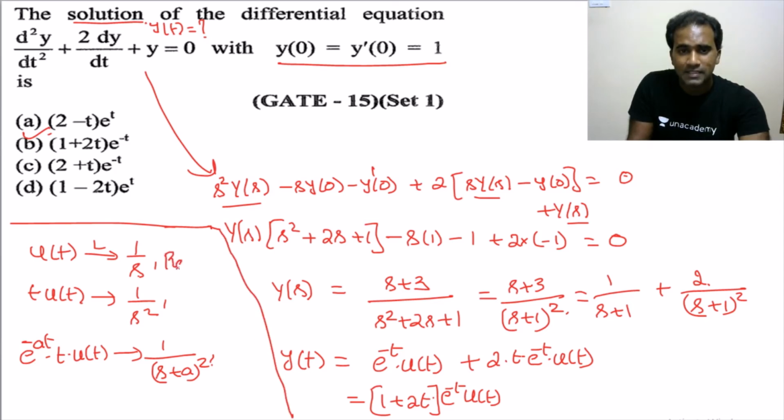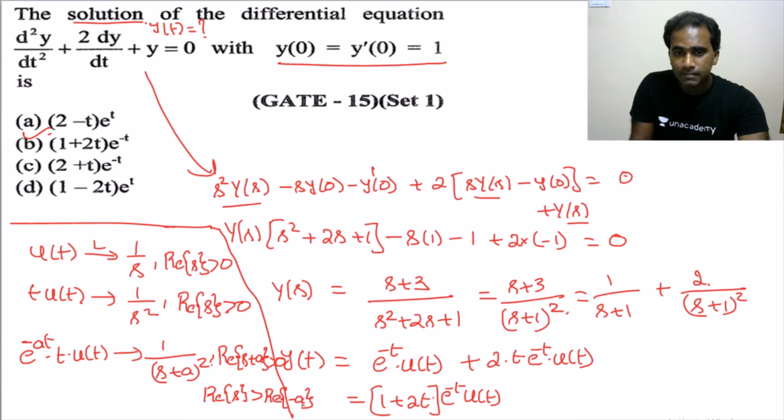Here it should be. Let me write it as real part of s greater than 0, because the pole is 0. And it is a right-sided signal, so the ROC should be right-sided. And here s is replaced with s plus a, so real part of s plus a greater than 0, which means real part of s greater than real part of minus a. If a is real, then you can write it as real part of s greater than minus a. But if it is not real, you have to take the real part of minus a. Right. So this is the Laplace transform of e power minus at into t into u of t.